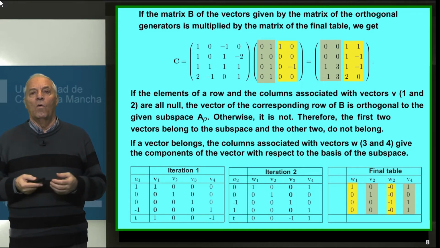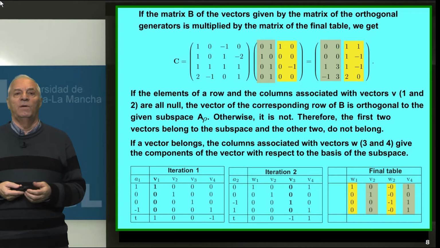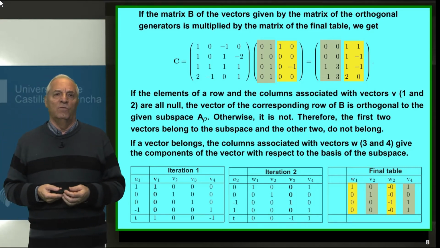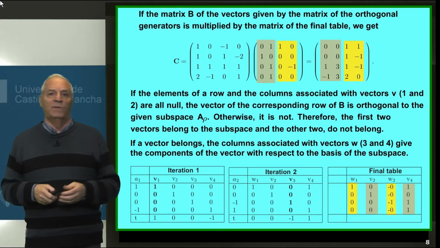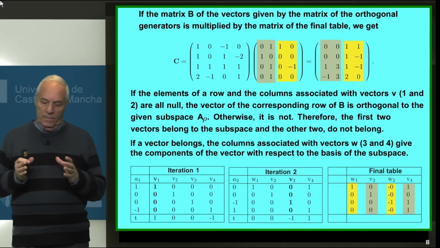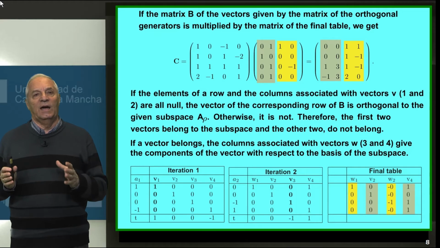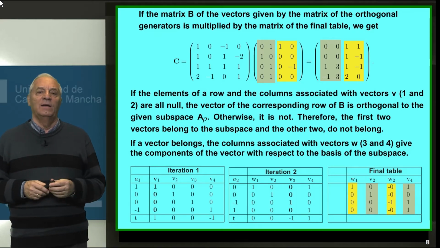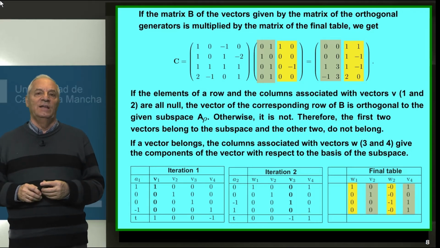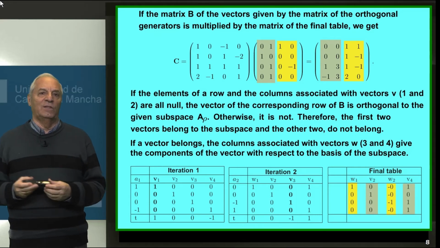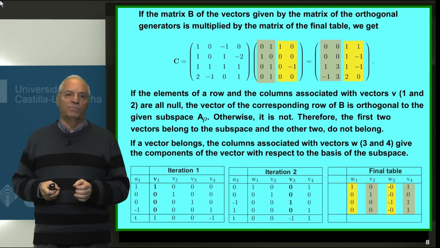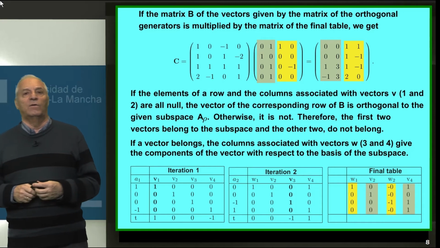Thus, we have seen how you can know if a vector belongs to a subspace in a very simple way. In fact, we could build a black box, where we could put in this final matrix, with its columns ordered, and when they give us a vector inside the black box, we would multiply by the first columns, that correspond to the vectors with which we have not pivoted.